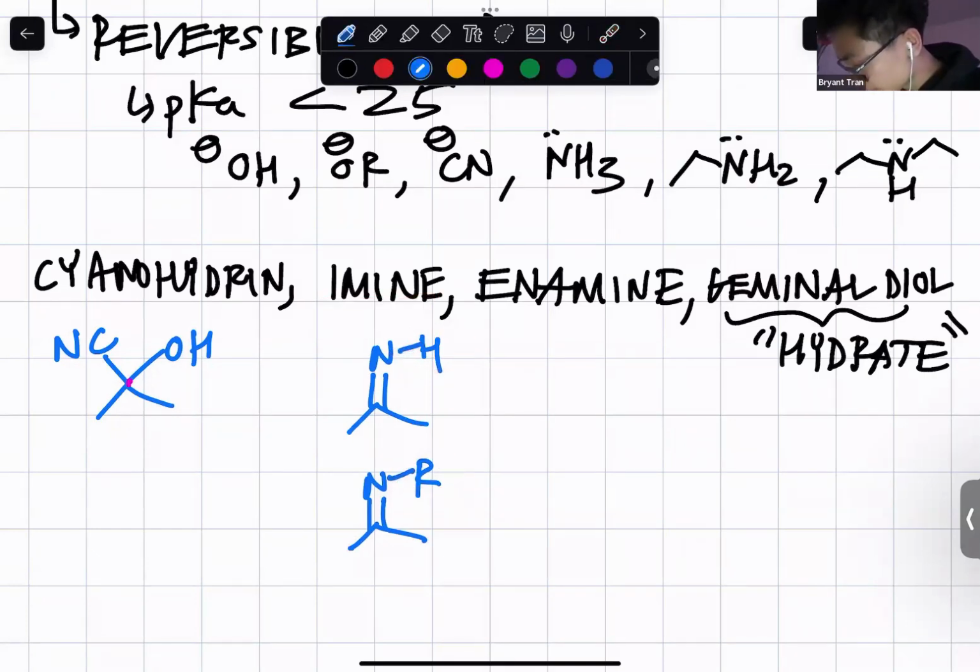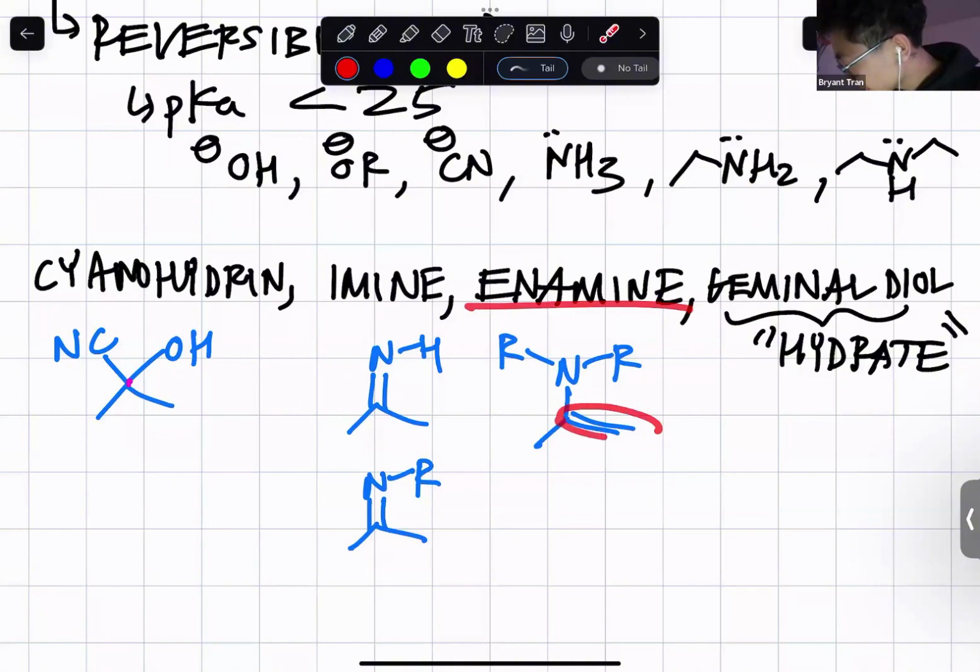That's the imine. The enamine is going to have some sort of amine that has 2 R groups, no hydrogens, and an alkene nearby, right? Enamine: alkene next to amine. So that's a way that you could look at that.